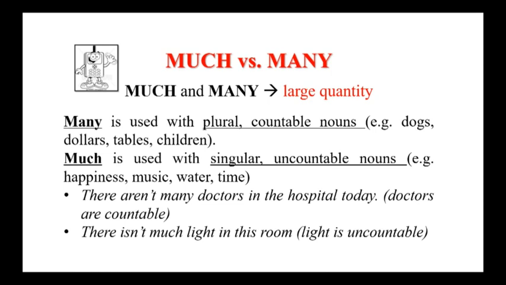Dakle, ukoliko je u pitanju jednina i ukoliko je u pitanju nebrojivo, koristimo much. For example, there isn't much light in this room. Light je nebrojivo. A kad je brojivo, kao recimo doctors, onda ćemo reći there aren't many doctors in the hospital today.